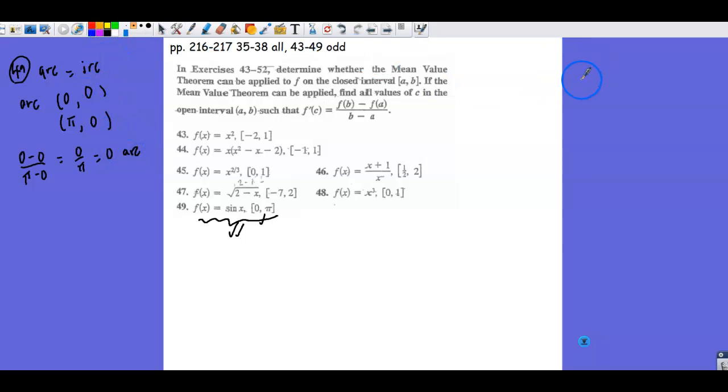Over here on the right-hand side, the instant rate of change, f prime of x, the derivative of sine is cosine. Now the promise is the average equals the instant somewhere, so I'm going to set the average rate of change, 0, equal to the instant rate of change, cosine of x, and cosine is 0 at pi over 2, because we're on the closed interval from 0 to pi. And so pi over 2 is the value guaranteed by the mean value theorem, where the instant rate of change is equal to the average rate of change.